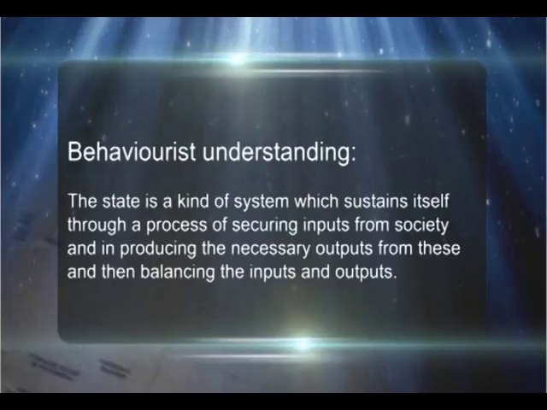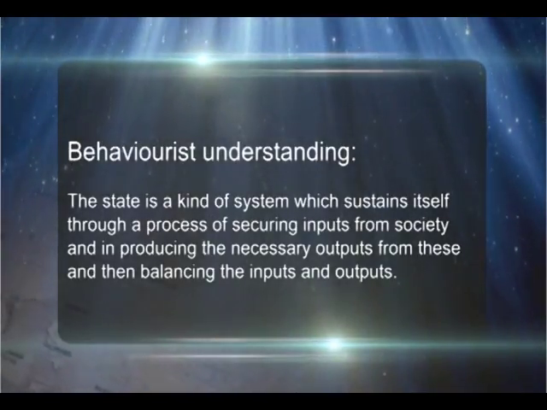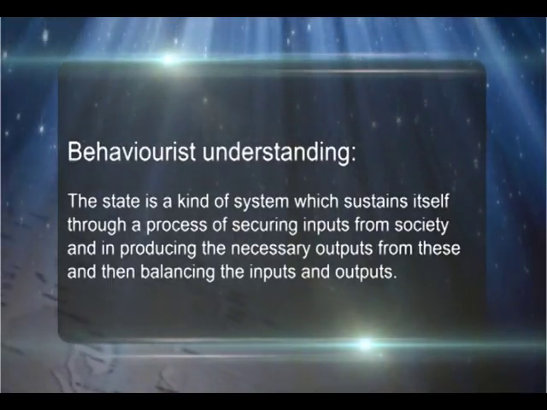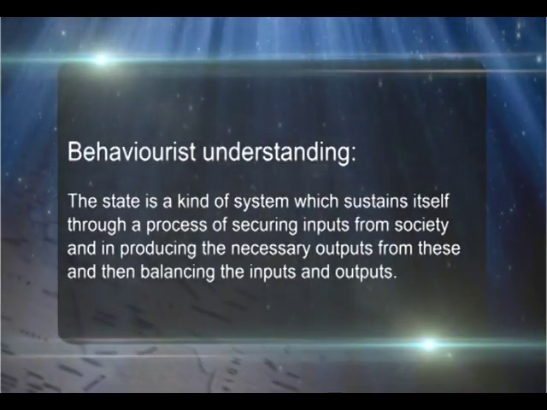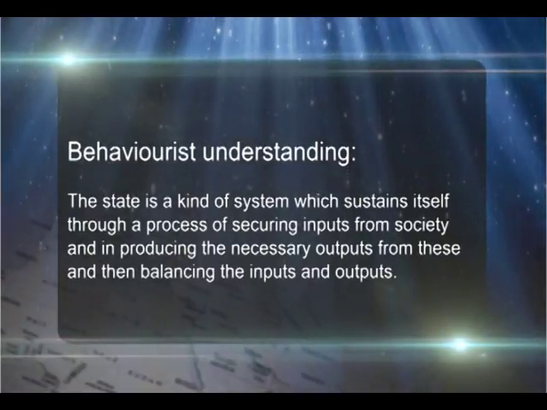The third kind of variation that we come across so far as the understanding of the modern state is concerned, in fact this is a kind of understanding which we came across in American political science in the 1960s, which is known as the behavioralist understanding of the modern state. The behavioralists argued that the state can be viewed as a kind of system which sustains itself through a process. And what is that process? It sustains itself as a system by securing inputs from society and then producing the necessary outputs, and by balancing the inputs and the outputs, the modern state functions. So the modern state is considered by the behavioralists as a kind of system.